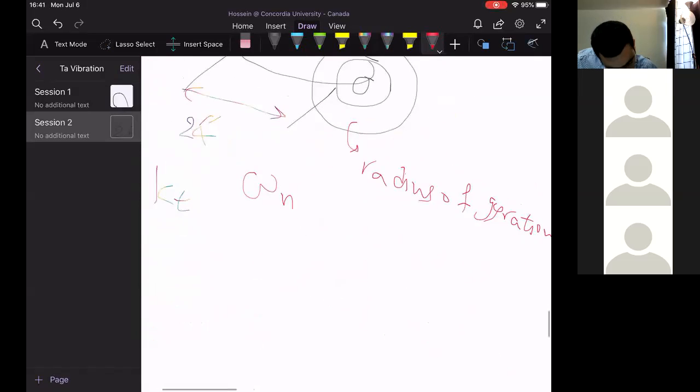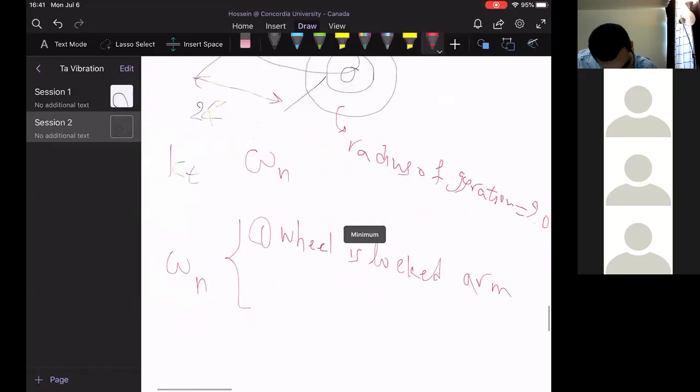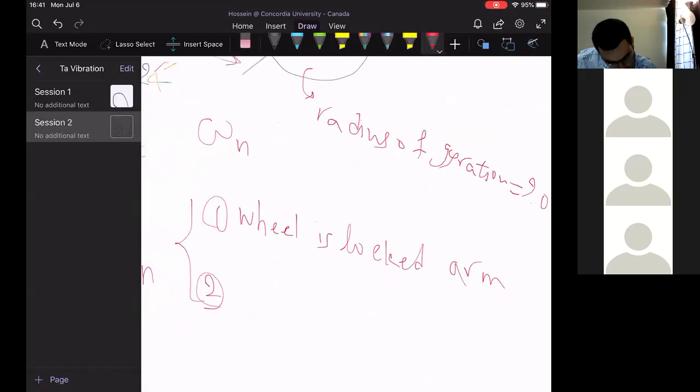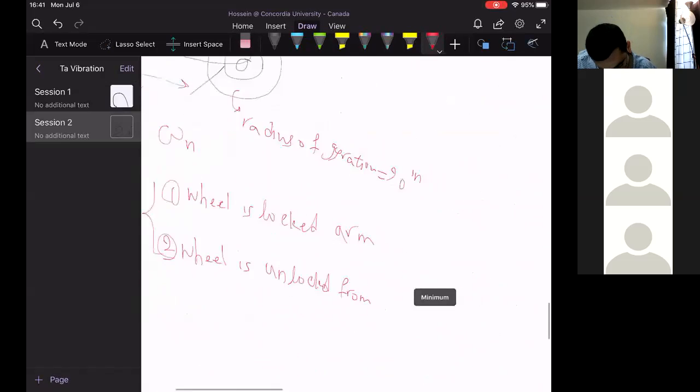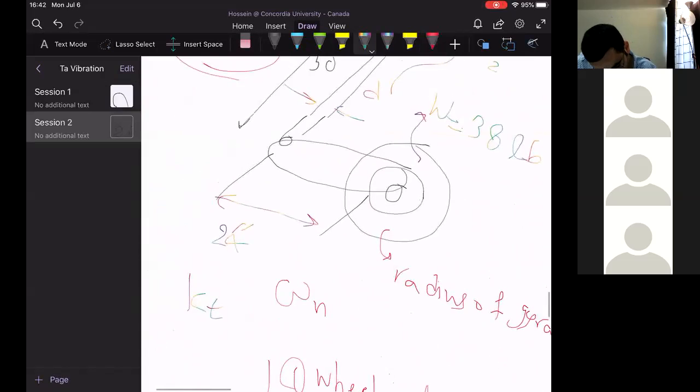So we are supposed to find natural frequency in two cases. First case, wheel and tire assembly is locked to the arm. In a second case, we have to find the natural frequency of the system when wheel and tire assembly is unlocked from the arm. It's free from the arm. This is arm, right? This is arm.